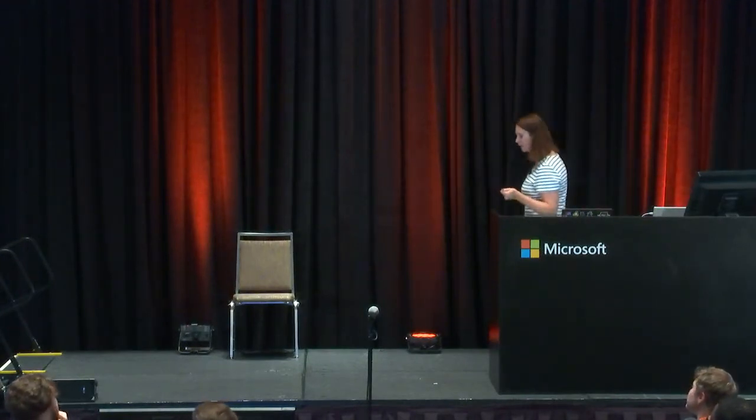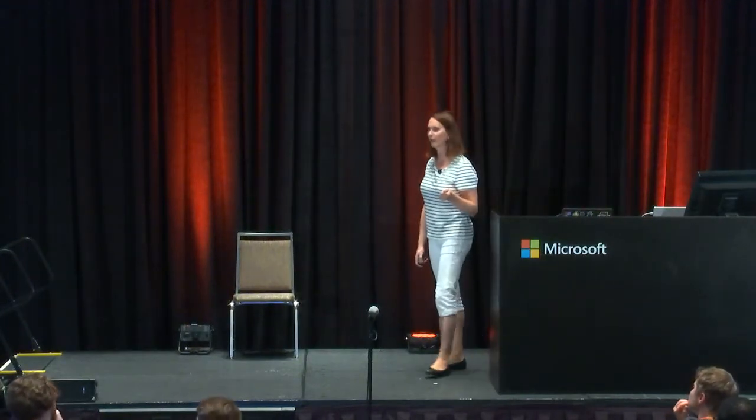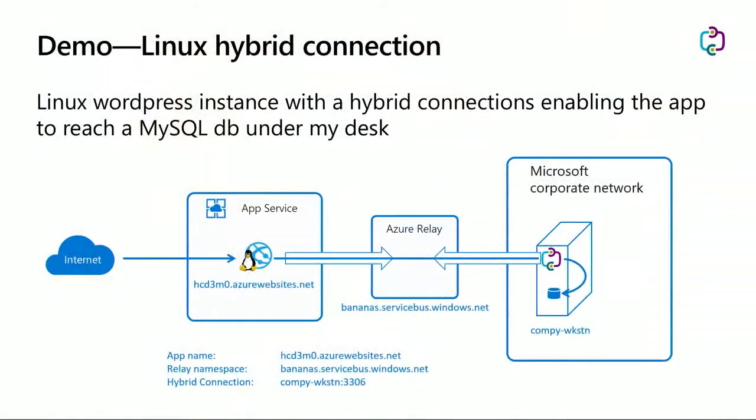So I'm going to do a quick demo. I'm going to do what I call a fake demo, by the way. But in my fake demo, I'm going to show a WordPress instance that's configured with hybrid connections that is using a database that's sitting on my desk back up in Seattle, inaccessible from the internet otherwise, and it has a hybrid connection there. It's the same MySQL database I do for the Windows hybrid connection demo.